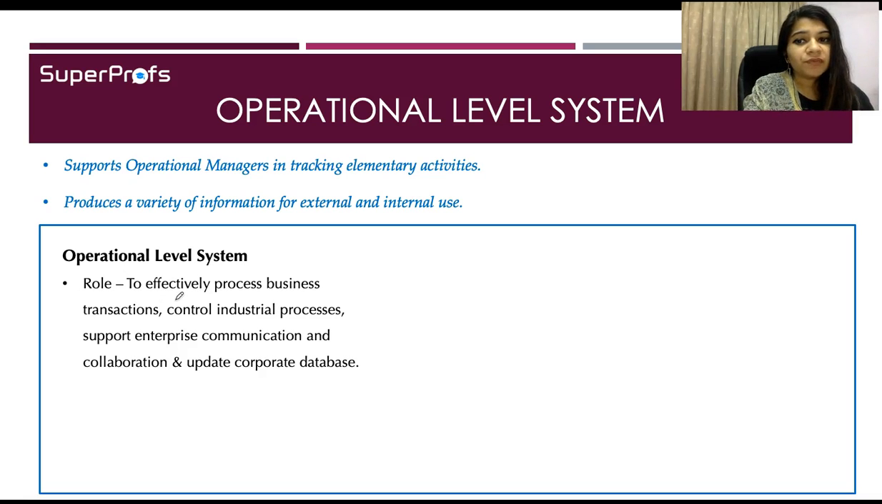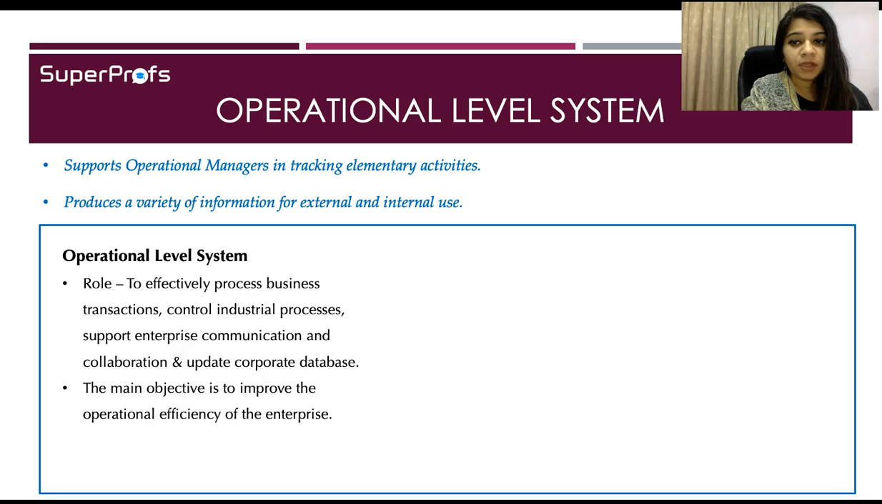So, the role is to effectively process business transactions, control industrial process, support enterprise communication and collaboration, and update corporate database. Now, too many big words. All right, let's understand the operational level system.